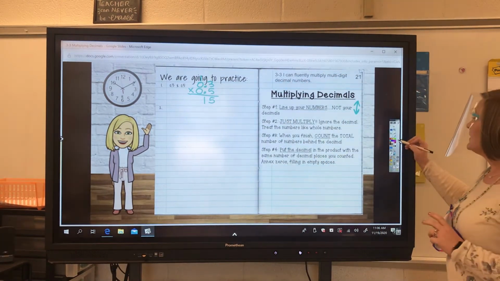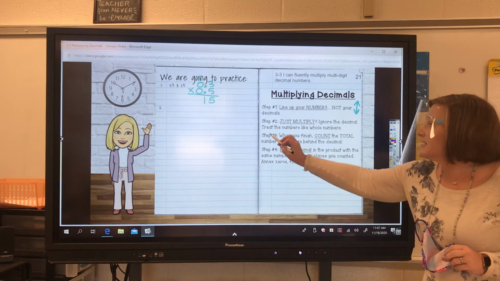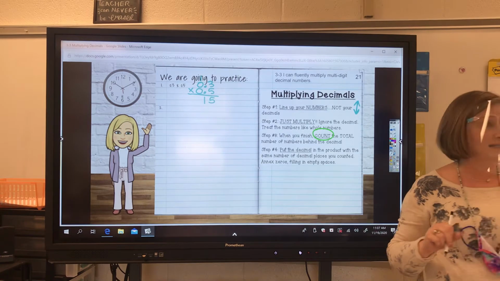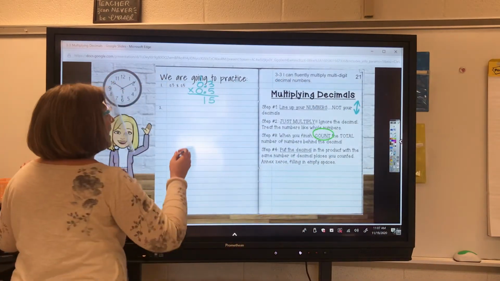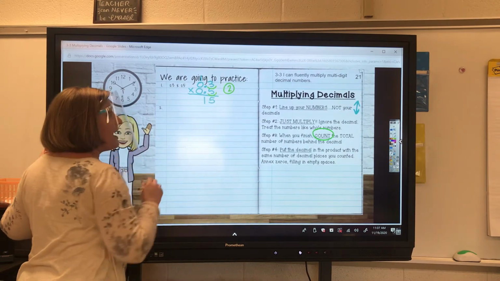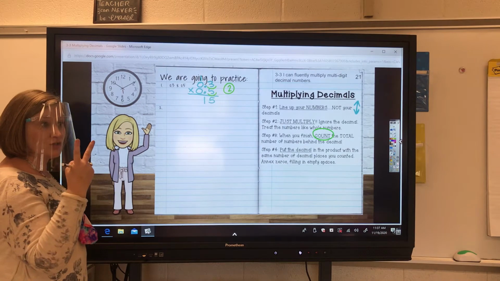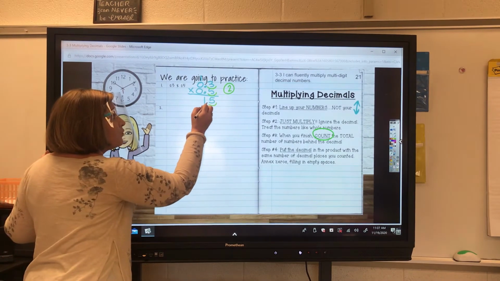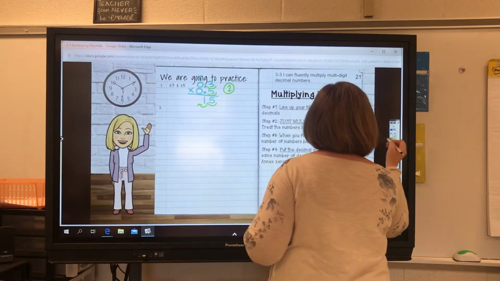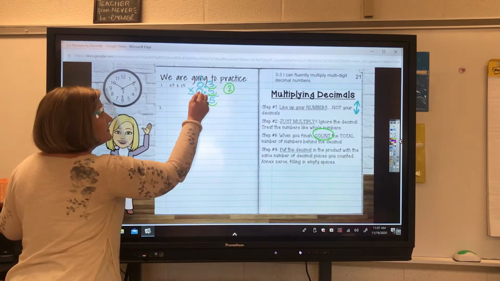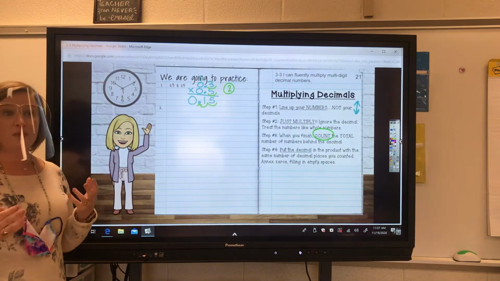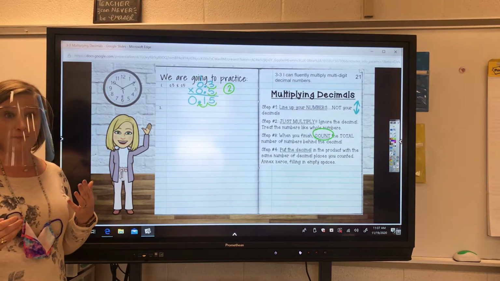All right, so now is the tricky part. Step 3, count the total number of numbers behind the decimal. So let's count. I have 1, 2. So how many numbers behind the decimal do I have? 2. So I've got to have 2 numbers behind the decimal in my answer, okay? So I'm going to put my decimal right here. And we can put a 0 there as our placeholder for our ones place, okay?